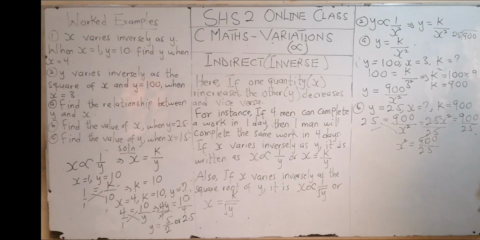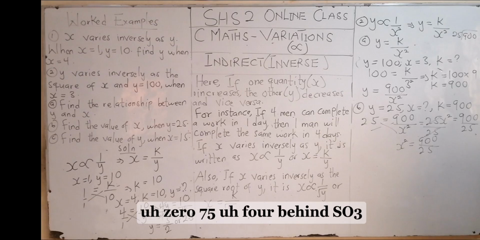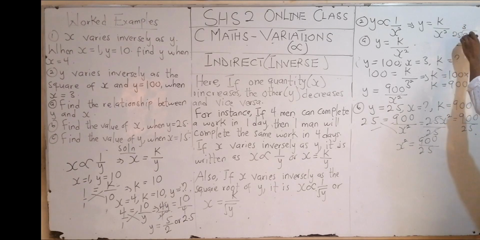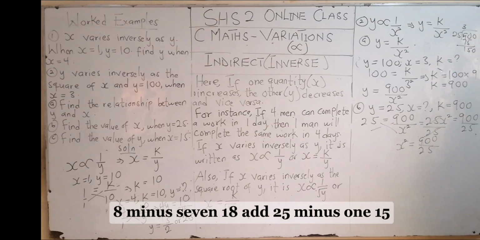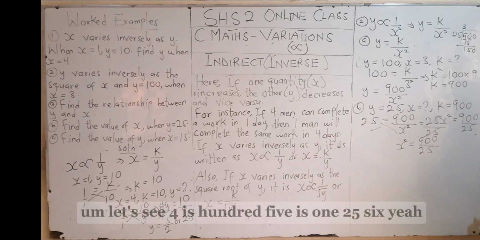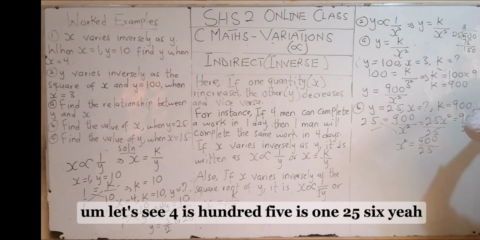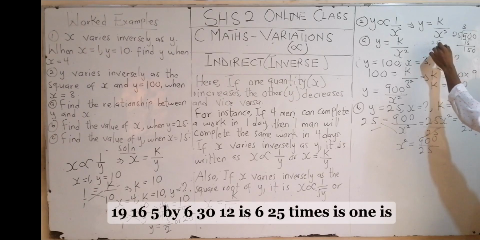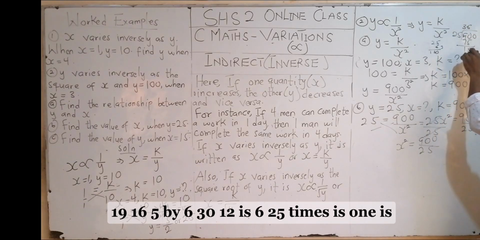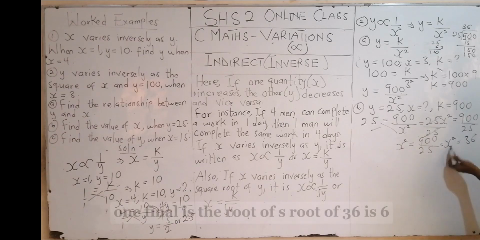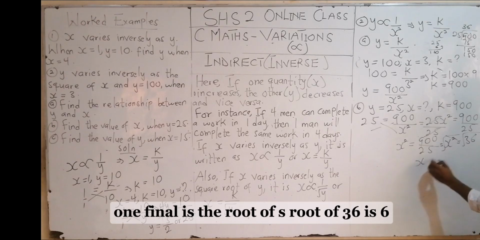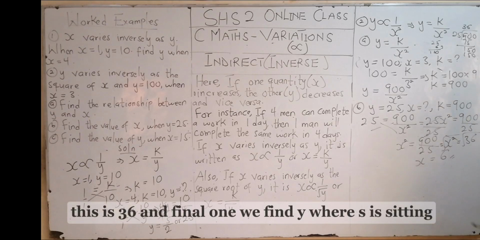Let's divide 900 by 25. 25 into 90, 3 is 75. 4 will be 100. So 3. 90 minus 75 is 15. Bring down the 0, 150. 25 into 150, let's see. 4 is 100. 5 is 125. 6, yes, I think 6. 25 times 6, 150. So x squared is equal to 36. We want to find x, so the root of x squared. Root of 36 is 6.